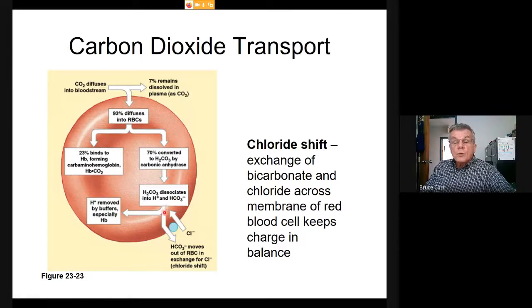But we have a problem when we move this bicarbonate out. We're pumping negative ions out of the red blood cell, and that quickly would produce an imbalance. So what we do is grab a hold of the chloride ion that's abundant in the material around the cells. This chloride ion is exchanged. This is called the chloride shift, keeping the charge balance in the red blood cell in equilibrium.